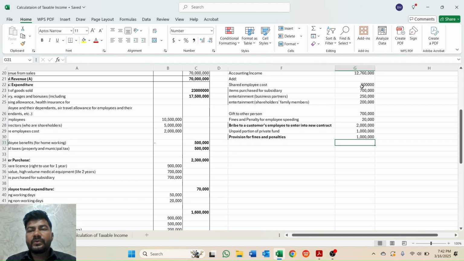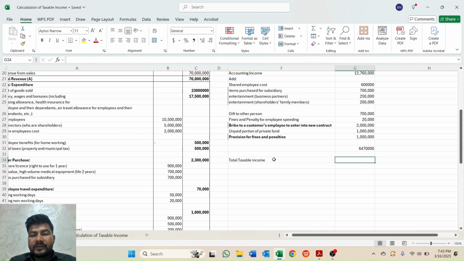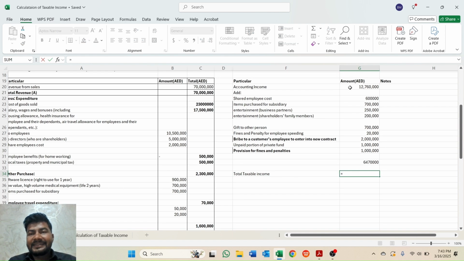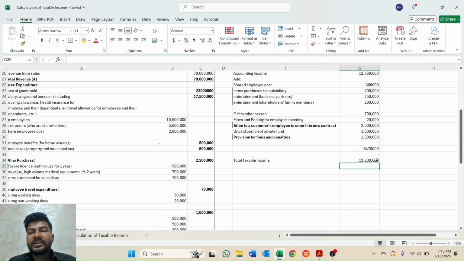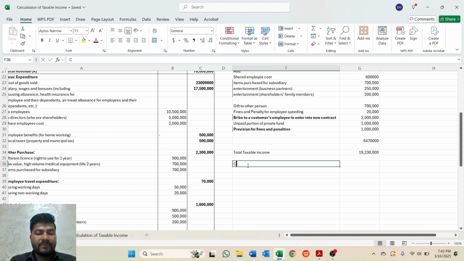So when you see the total, the total comes to 600 million. So total taxable income is equal to this plus this. So altogether 19.23 million. Now we'll calculate corporate tax liability.